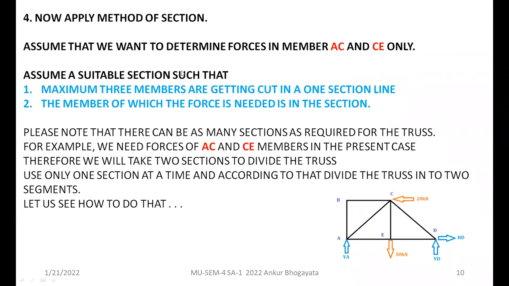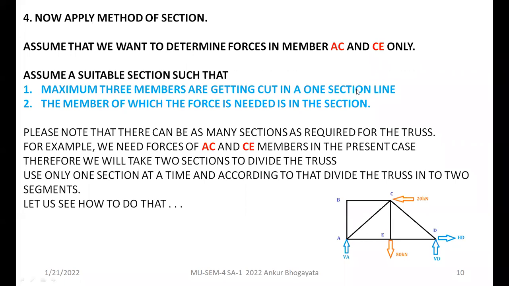So assume a suitable section such that, there are some rules which I was discussing, a maximum of 3 members are getting cut in one section line. This is a very prime and foremost condition for selecting a section line. Section is nothing but a line, right? A dotted line that we can use to cut the truss.